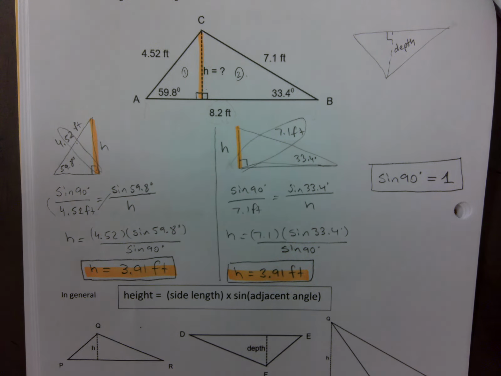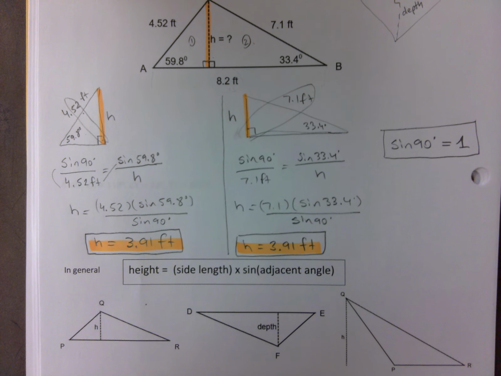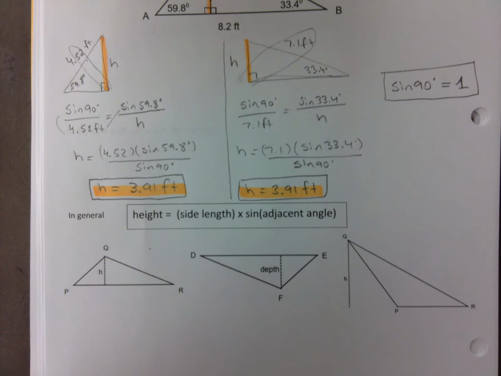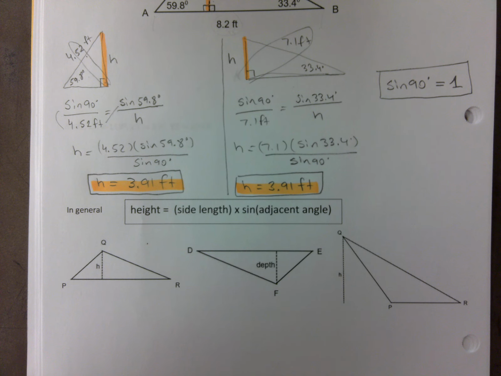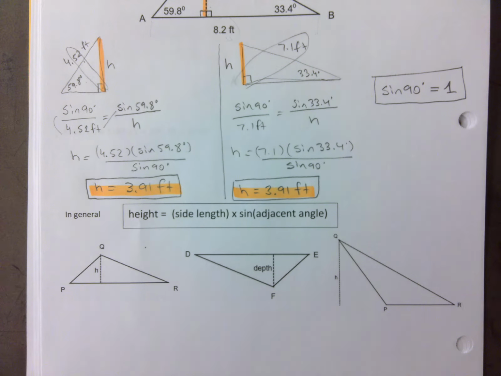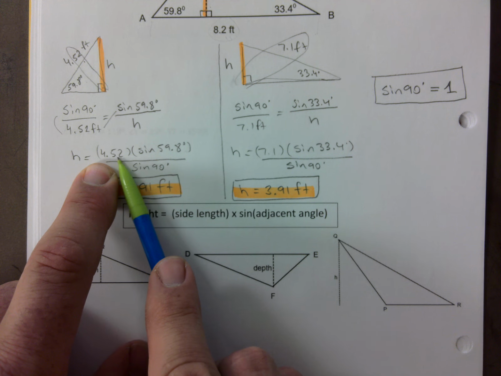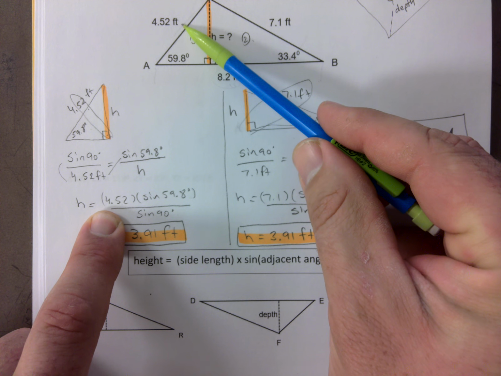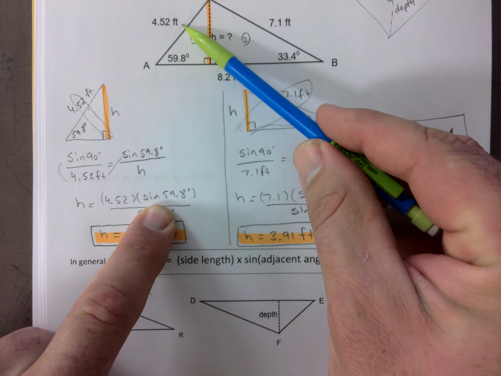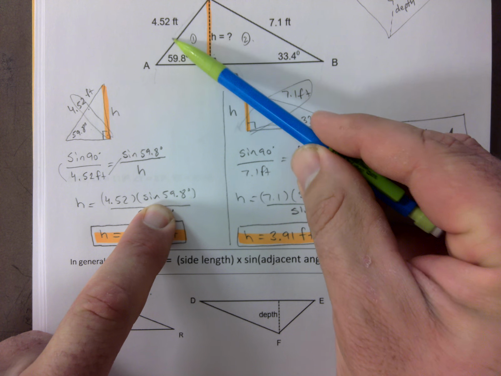Remember that. So let's give you the shortcut, because I don't want you to do this every time. It's way too much time that you're going to be spending. There's a shortcut. I don't know if you see it. Maybe you're smart enough. Watch this. To figure out the height, what did we do? We multiplied 4.52, this side right here, times what? Times sine of the angle that's adjacent to it, right?